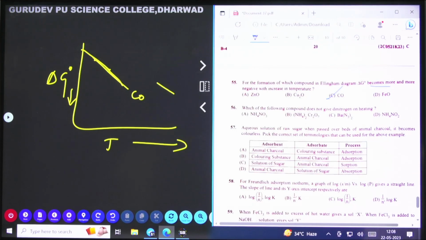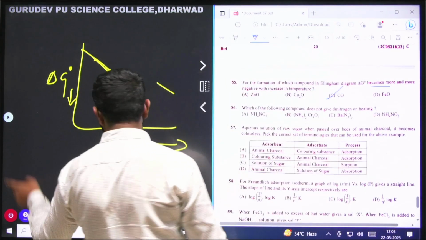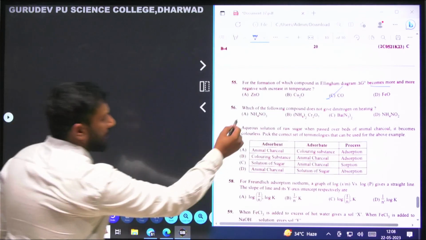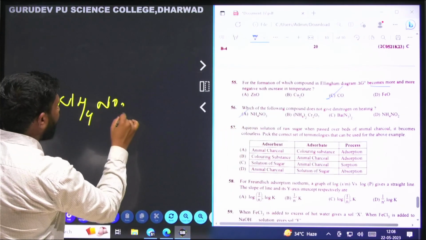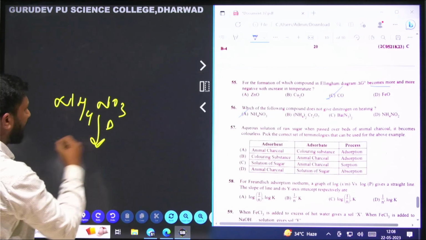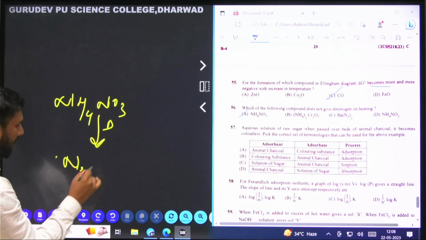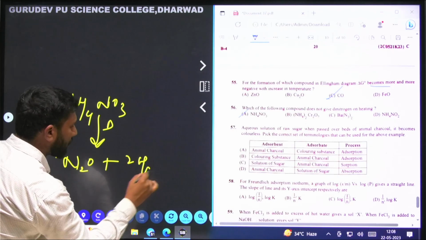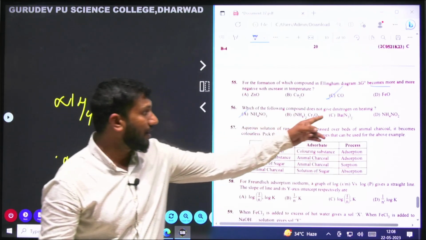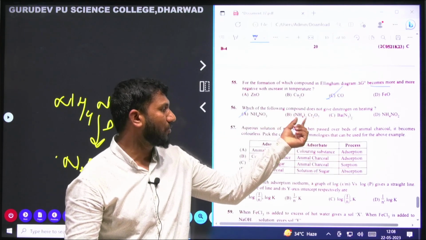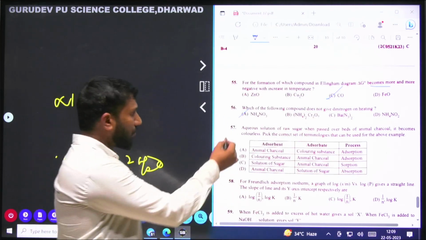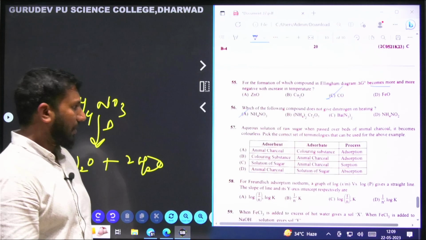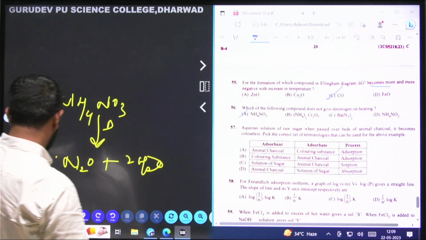Which of the following compounds does not give dinitrogen on heating? So option A is correct because ammonium nitrate decomposes on heating to give N2O and 2H2O. In the remaining options, whichever compounds they have given, on heating those compounds we get nitrogen. Next question number 57. Okay, so this is based on adsorption.